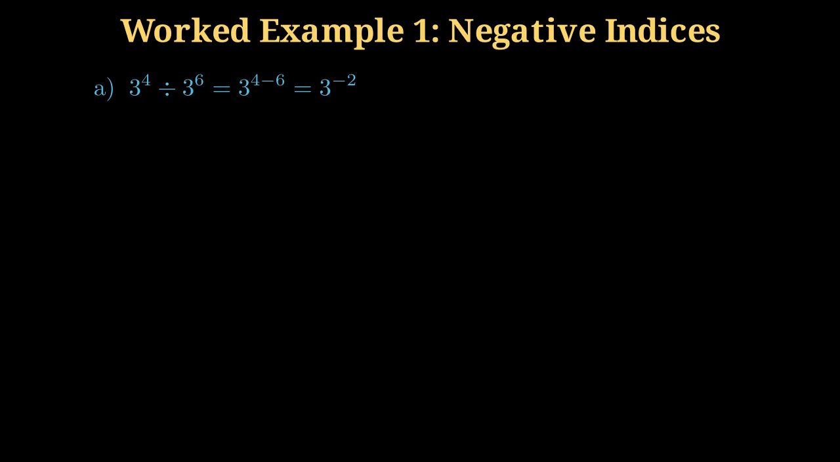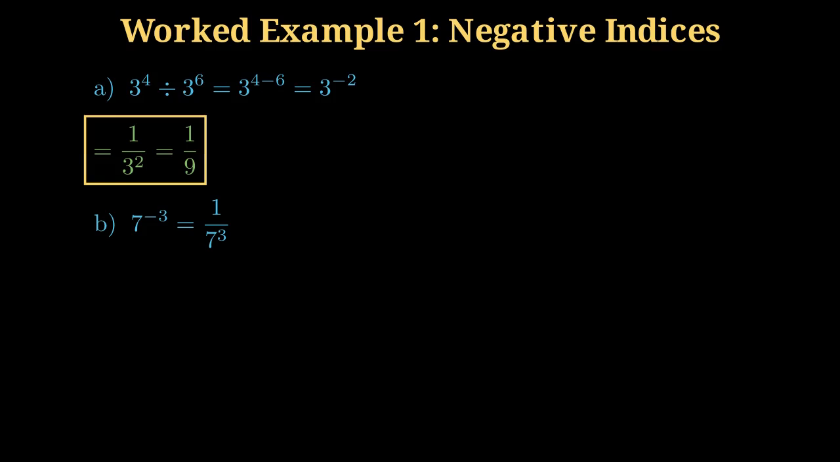A. 3 to the 4 divided by 3 to the 6. Same base, so subtract the indices. 4 minus 6 is -2. Now, use the new rule. A negative index is a reciprocal, 1 over 3 squared, which is 1/9. So the answer is 1/9, small, positive, and exact. B, 7 to the -3, flip it, 1 over 7 cubed. 7 cubed is 343, so this is 1 over 343. Boxed, 1 over 343.